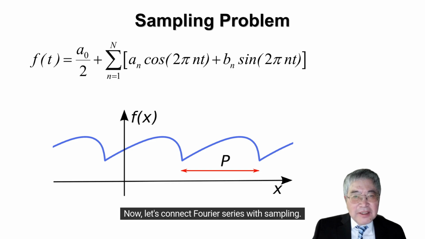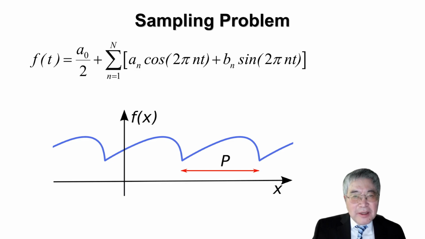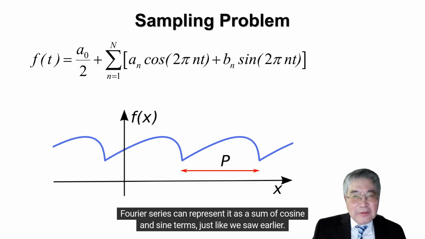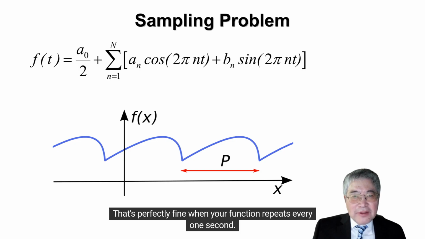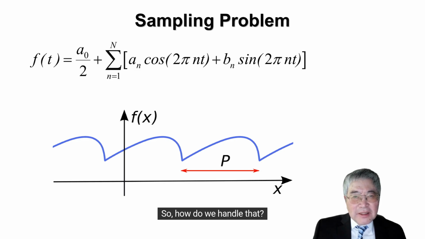Now let's connect Fourier series with sampling. Suppose you have a function like the one shown here and you want to represent it over time using a Fourier series. The key idea is this. If your function is defined over a unit interval, let's say from 0 to 1, then the standard real-form Fourier series can represent it as a sum of cosine and sine terms, just like we saw earlier. That's perfectly fine when your function repeats every 1 second. But in general, a real-world signal may repeat over a different period, maybe 2 seconds or 10 seconds, or any value we call capital P. So how do we handle that?